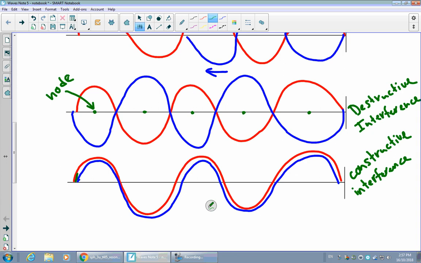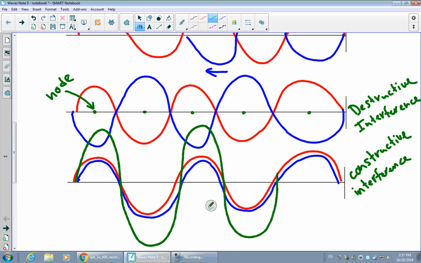It would be a great big supercrest and then go way down into a super trough, and then way back up into a supercrest and way back down, and so on. So that green one now is the actual what we call standing wave.